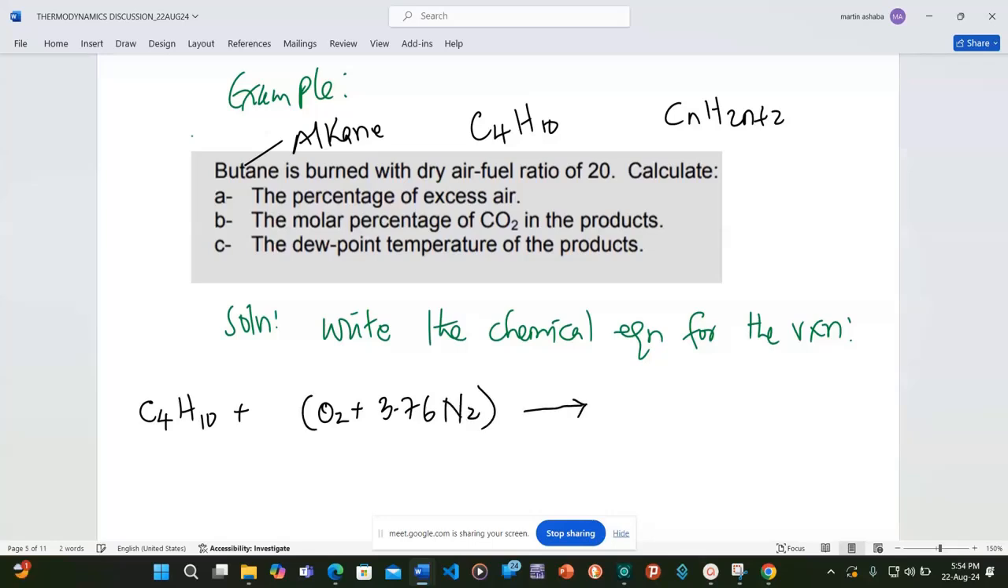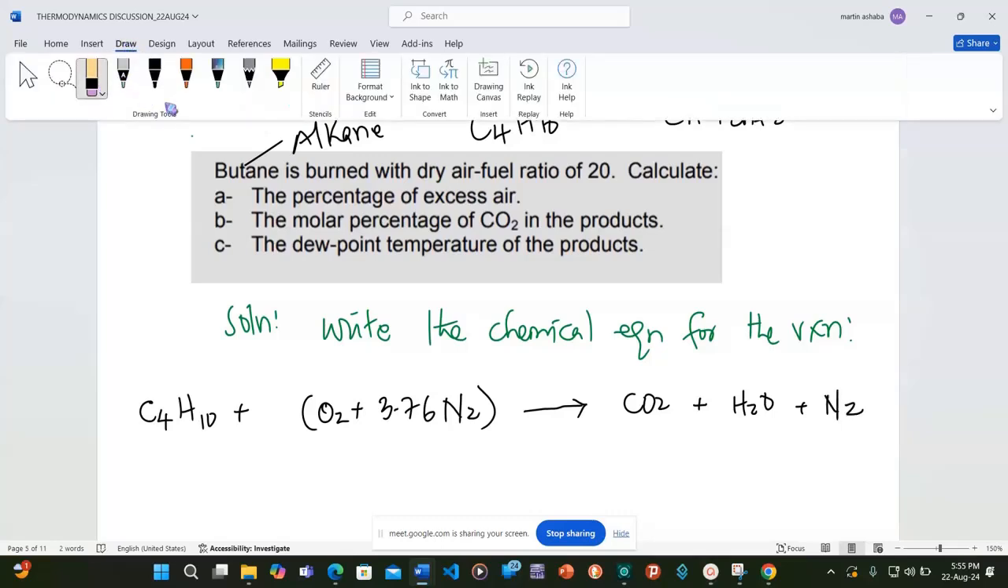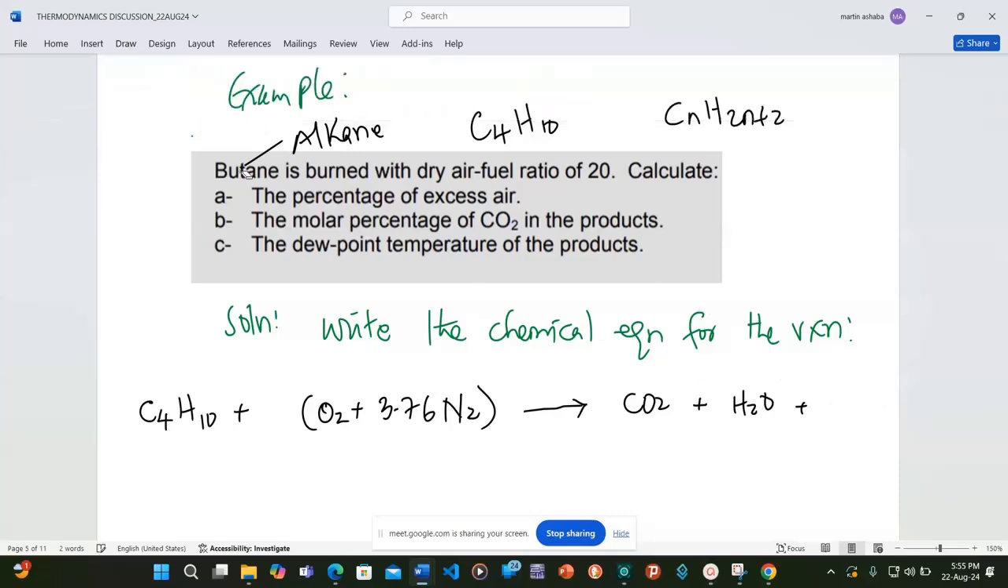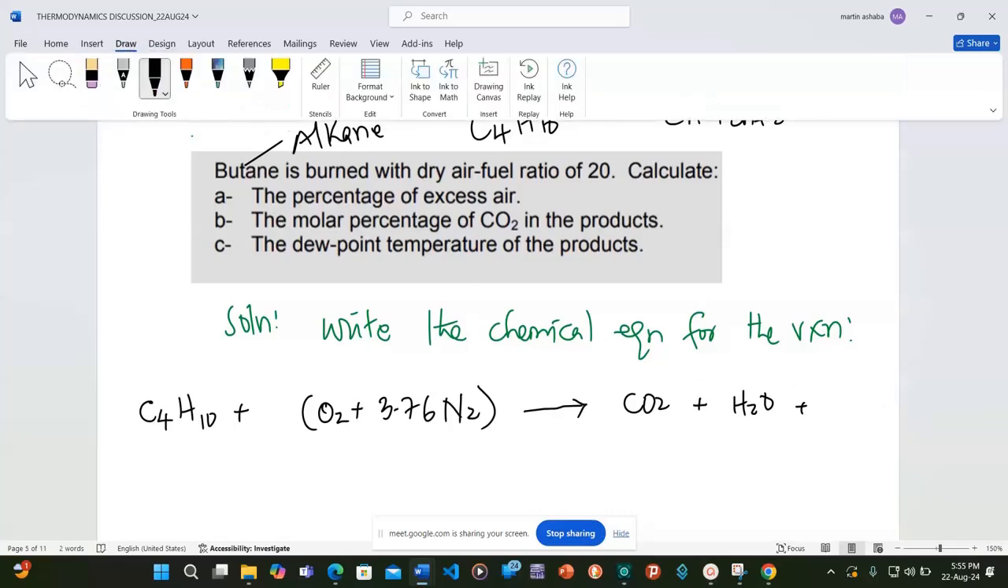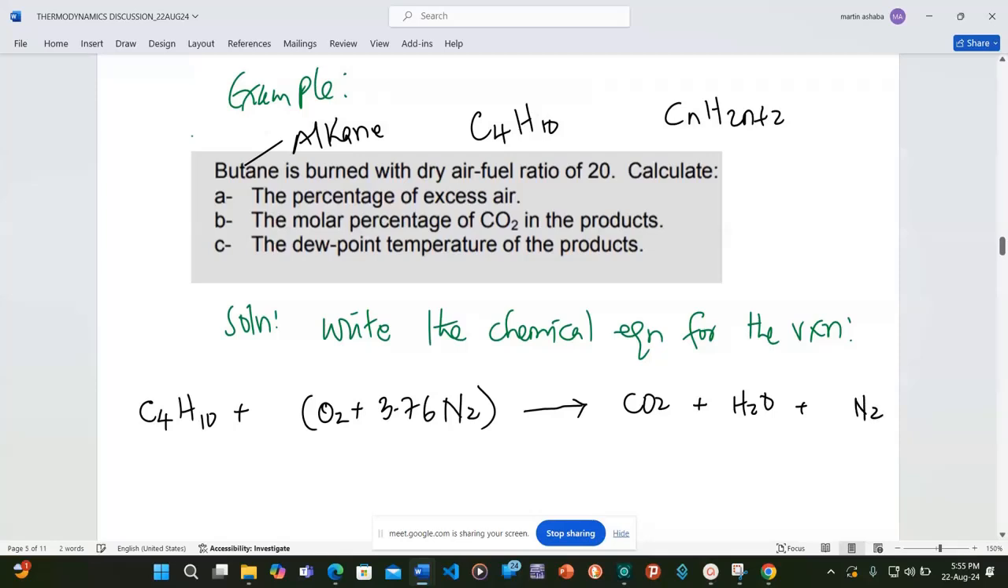and we will produce carbon dioxide. We need to produce water, and we may also have some nitrogen. So our task here is to balance. We already said this is 4.76 kilomoles of air.